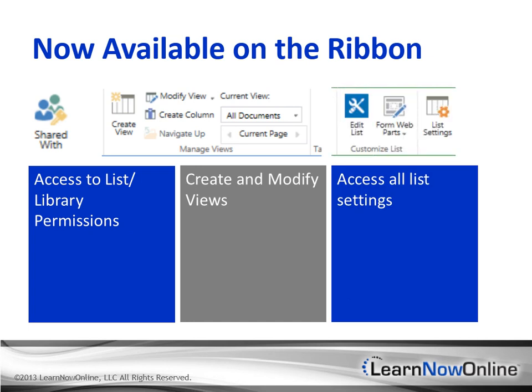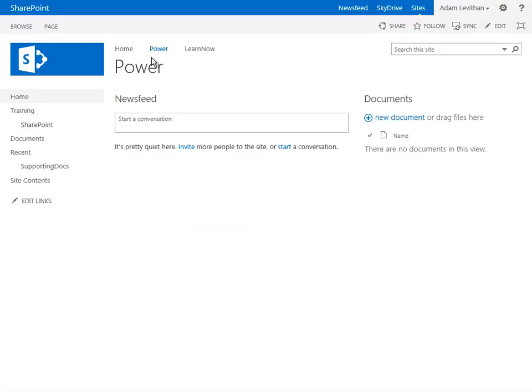Finally, a brand new capability that you have access to as a power user is all of the list settings and direct access to third-party tools that allow you to edit lists in InfoPath or SharePoint Designer. Let's take a look at this live. For this demonstration, we'll take a look at an existing document library and create a brand new task list to see the different capabilities that are now on the ribbon available to you as a power user.